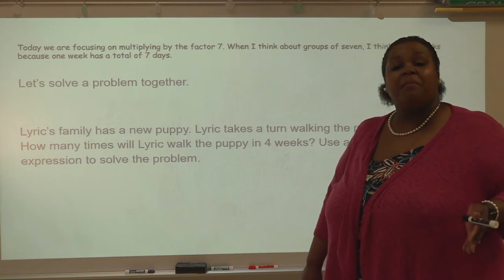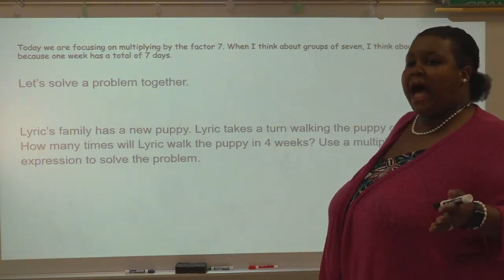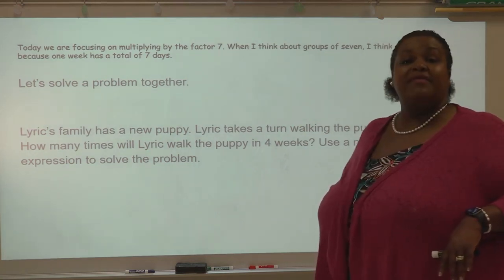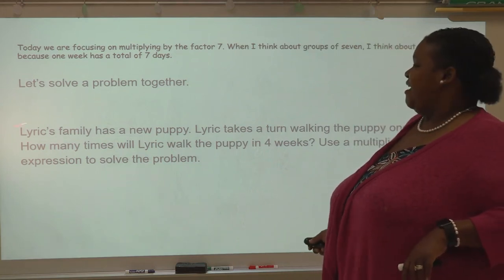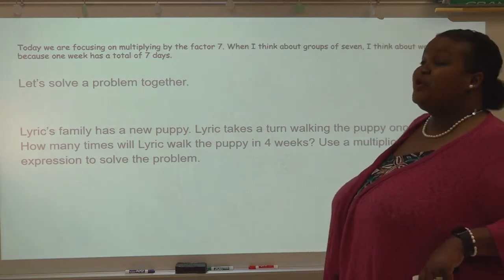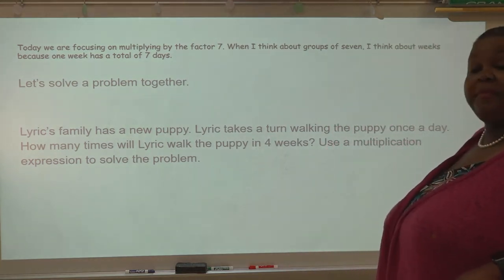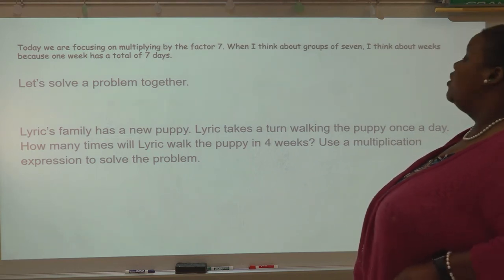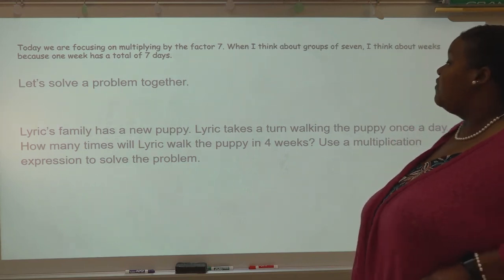Today we'll be focusing on multiplying by the factor 7. When I think about groups of 7, I think about weeks because 1 week has a total of 7 days. Let's solve a problem together. All right, I have a student named Lyric. Hey Lyric. Lyric's family has a new puppy. I love puppies. Lyric takes a turn walking the puppy once a day. How many times does Lyric walk the puppy in 4 weeks? Use a multiplication expression to solve the problem.